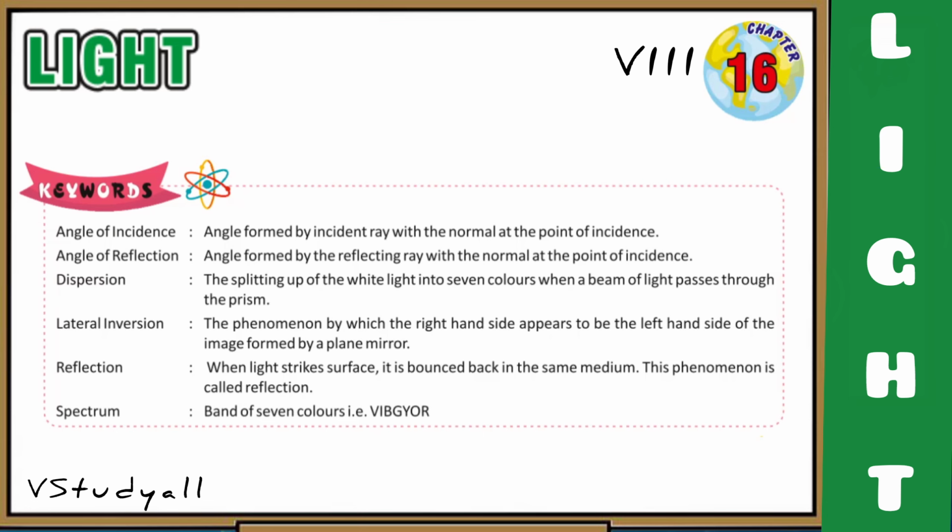Next is lateral inversion, the phenomenon by which the right hand side appears to be the left hand side of the image formed by a plane mirror. Next is reflection. When light strikes a surface, it is bounced back in the same medium. This phenomenon is called reflection. Next is spectrum, a band of 7 colors, that is VIBGYOR.